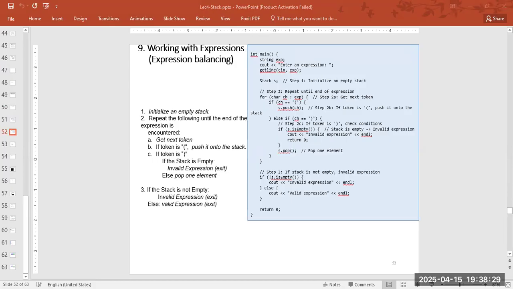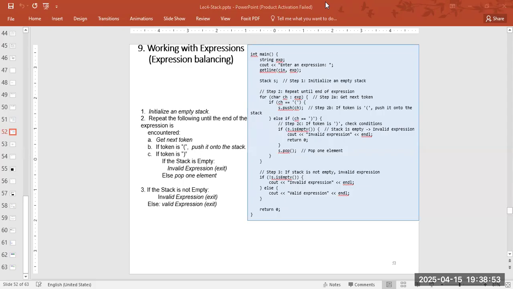And what about when you reach the end of the expression? After scanning the whole thing, you check the stack one last time. If the stack is empty, it means every opener found a matching closer and everything was nested correctly. The expression is balanced. But if the stack is not empty, that means there were leftover opening brackets that never found their closing match. So the expression is unbalanced. That's a really clear algorithm.